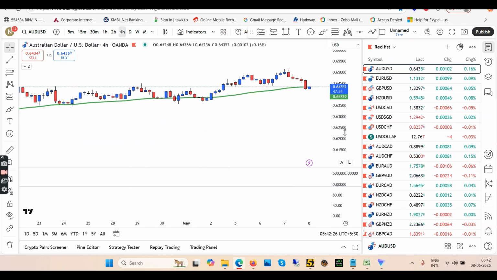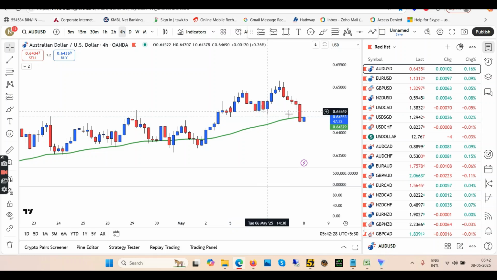Okay, coming back to 4 hour again. In 4 hour, we have closed below the EMA, but we did make a new high, and we did not touch down this new low. So in 4 hour you have to check, because it can be a pullback and then go down, or it can just simply carry on going up.